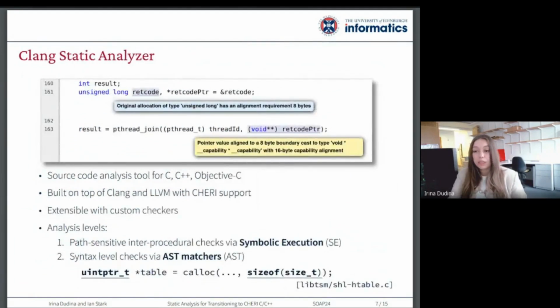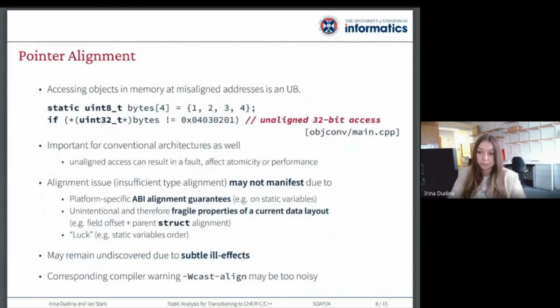So we developed our static analysis tool in the Clang static analyzer framework, which is part of the Clang compiler, and we used a downstream version of Clang that has CHERI support. Clang static analyzer is extensible with custom checkers, and it provides two levels of analysis: path-sensitive interprocedural checks via symbolic execution, and simple syntax-level checks via AST matches. So let's talk about just a few checkers that we have implemented. The first one is about pointer alignment.